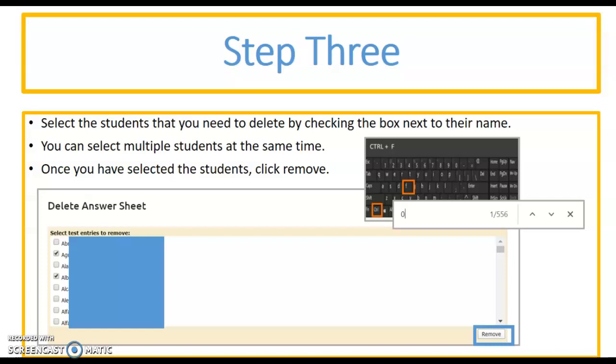To locate students more efficiently, press and hold down the Control key and press F. A search box will appear. You can type in a student ID number or name into the box. This will save you time, but is not required. You can select multiple students at the same time.